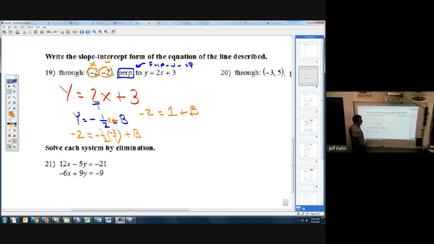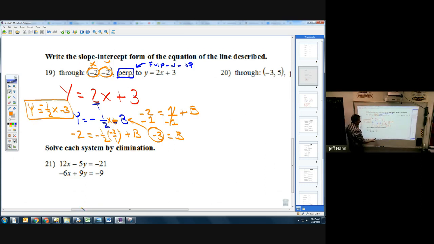Don't cut corners because you'll end up messing something up. To solve for b, I have to subtract 1. -2 minus 1 is a -3. Is my answer b equals -3? No, this just tells me what I put into the letter b to get my new equation. So y equals -1/2 x minus 3. That is that answer.